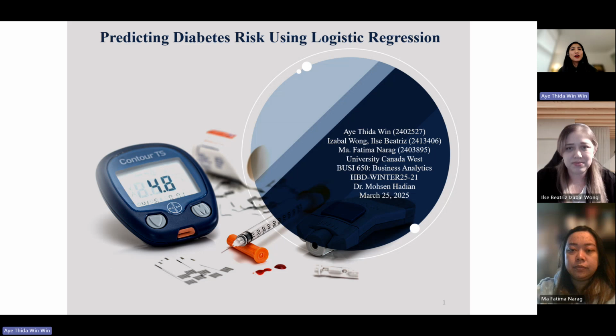Everyone. Our group will present the prediction of diabetes rate using logistic regression.